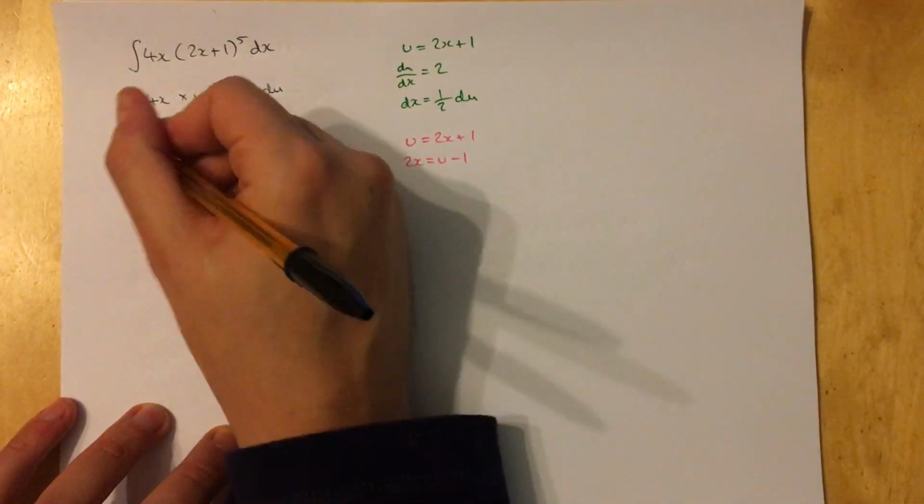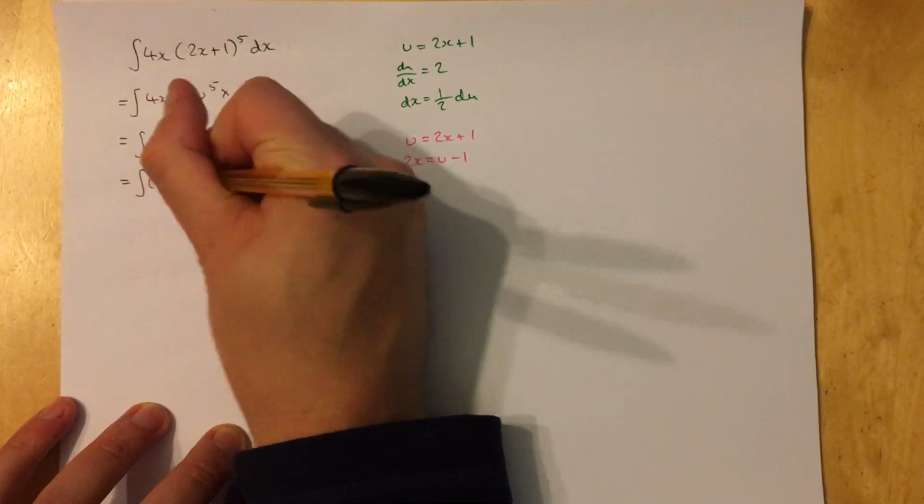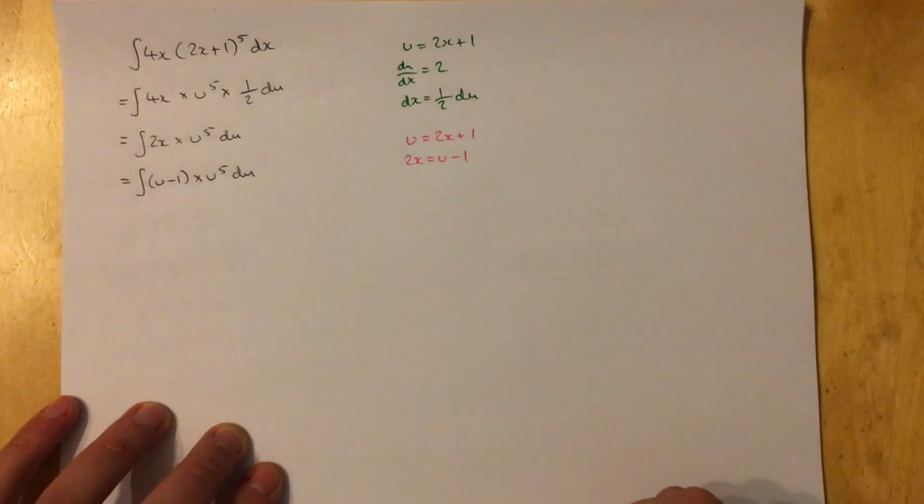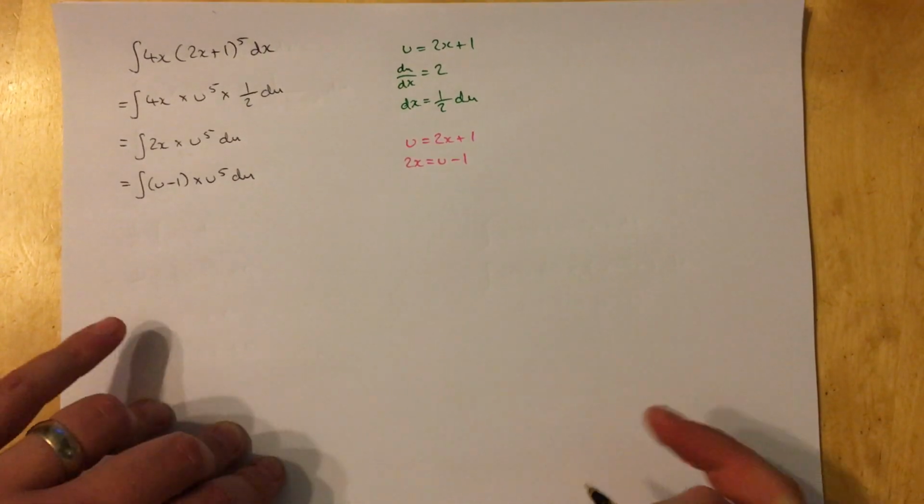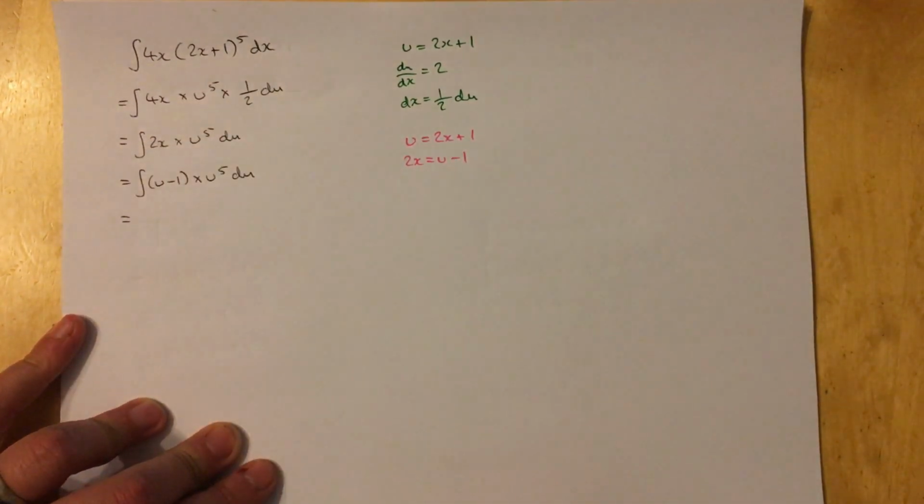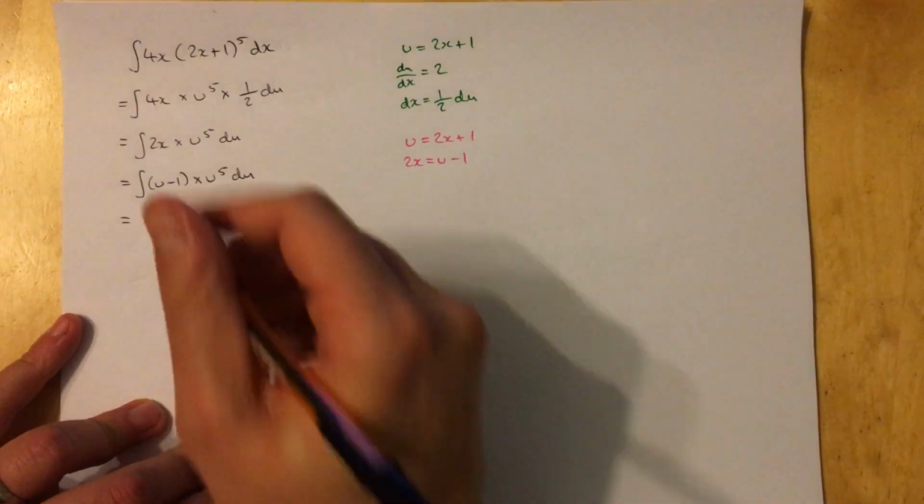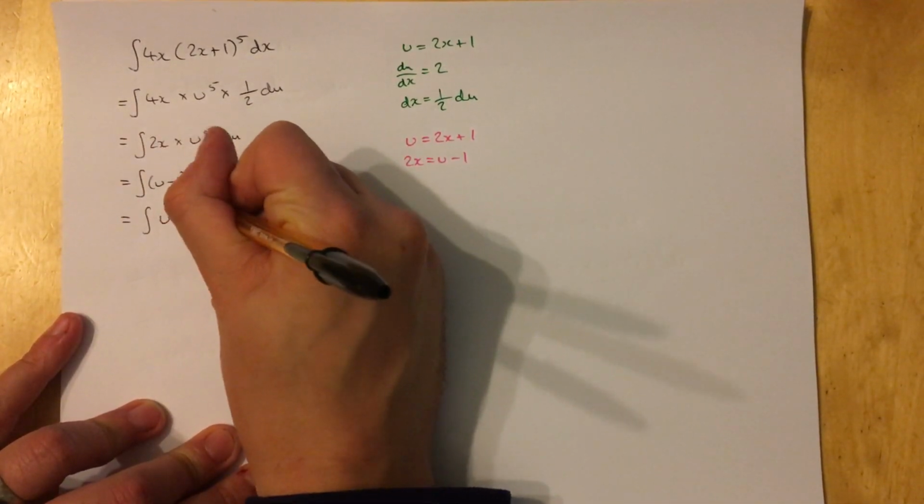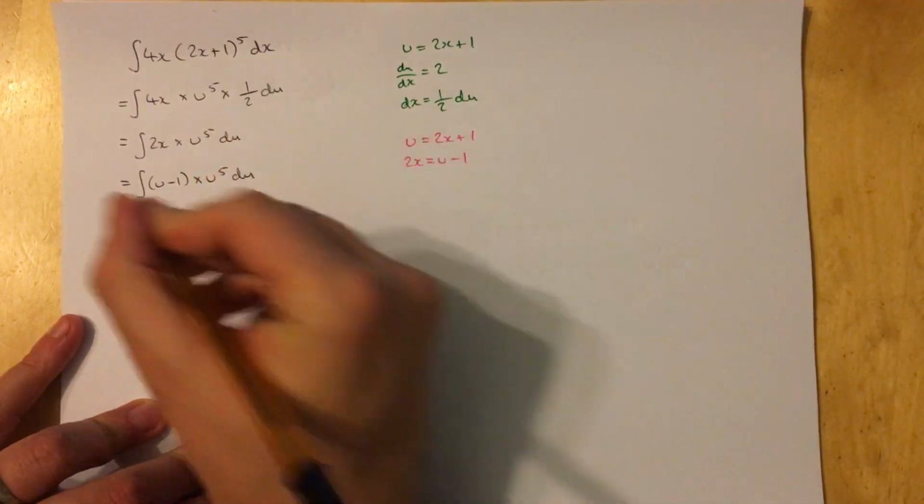So if we do that, we end up with u minus 1 multiplied by u to the 5 du. Okay, so hopefully we can see that this is a relatively straightforward integration now. We can just multiply that bracket through by u to the power of 5, which is going to give me u to the power of 6 minus u to the power of 5 du.